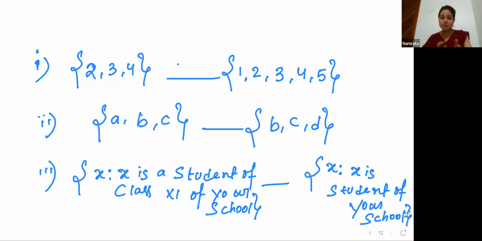So if we focus on the first one, we have to fill the blank with either the subset sign or the not-subset sign. So the first one, is it a subset of the right one? Yes or no? Yes, exactly, because every element is present in the right hand side set. So we will say yes, it's a subset.